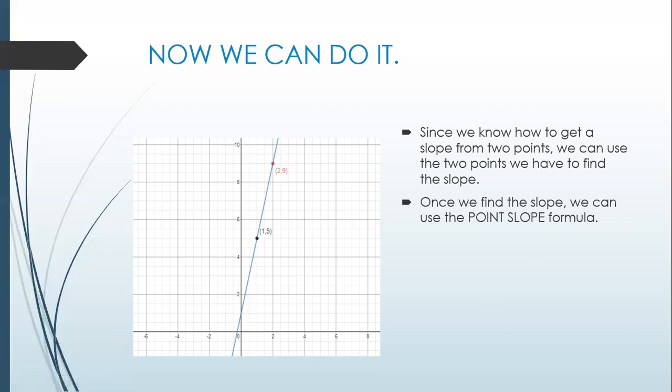We have done 3 examples of finding slope. So now we can do what we need to do. Since we know how to get a slope from 2 points, we can use the 2 points we have, this 2, 9 and this 1, 5, to find the slope. Once we find the slope, we can then use the point slope formula, right? Because our whole problem was we didn't have a slope. Now we'll be able to find a slope, so we'll be good.